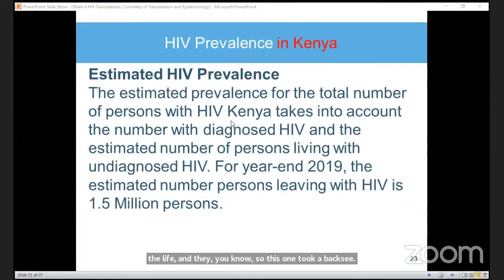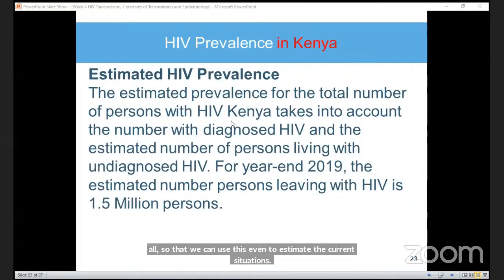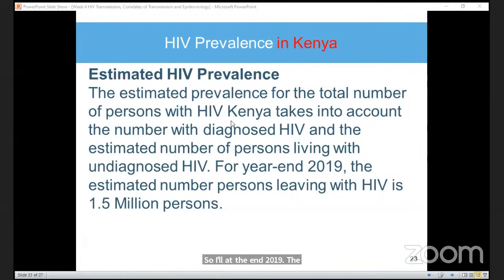However, it's important to understand the data so far, so that we can use it to estimate the current situation. At year end 2019, the data was showing that the prevalence was 1.5 million persons. 1.5 million Kenyans were having the virus. This includes both diagnosed and non-diagnosed. That's why it's called prevalence. This was out of about 40 million people at that time, and maybe now we are 50 million. It was about 4% if you do the calculation.